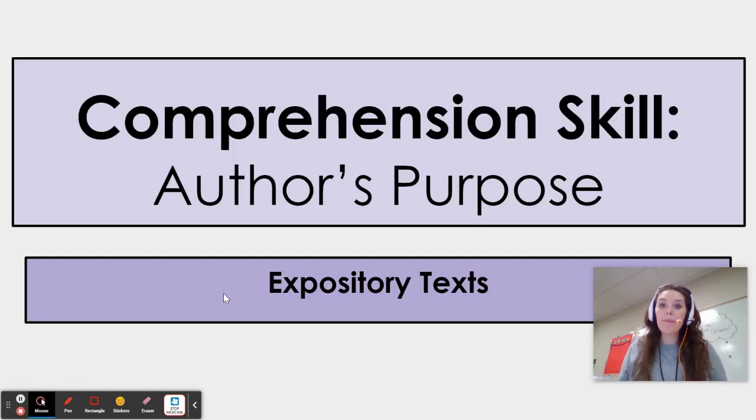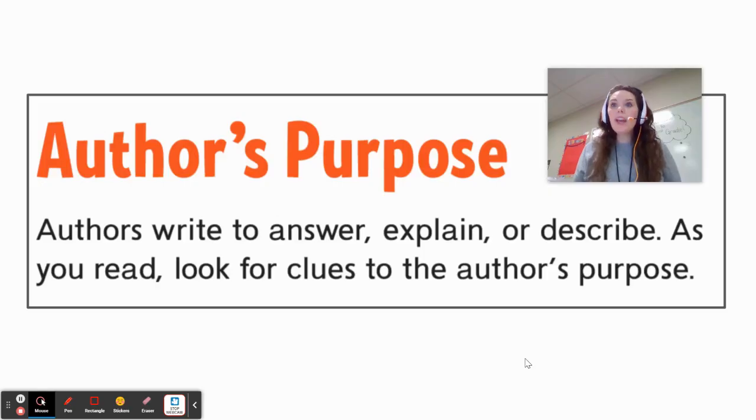Today we will work on our comprehension skill of the week, which is author's purpose. We have practiced author's purpose earlier this school year, but let's remind ourselves what it is. Authors write to answer, explain, or describe. As you read, look for clues to the author's purpose.